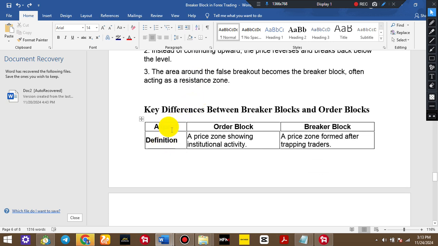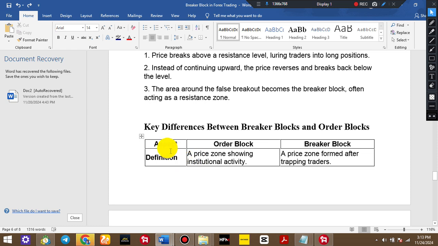Now, the key differences between breaker blocks and order blocks. These are the major things you should know that make order blocks and breaker blocks totally different from each other. In definition, a price zone showing institutional activity is an order block, just like what I told you, that when price moves and breaks structure, traders tend to have this mindset that the institutions are involved because of that move alone. They start to scan it, and if it has all the necessary characteristics needed for it to be a breaker block, they take it as a breaker.